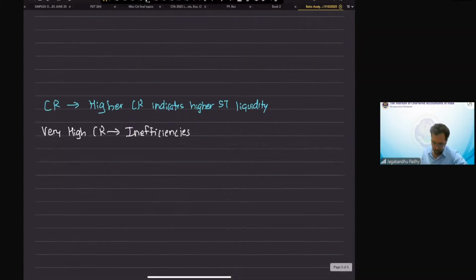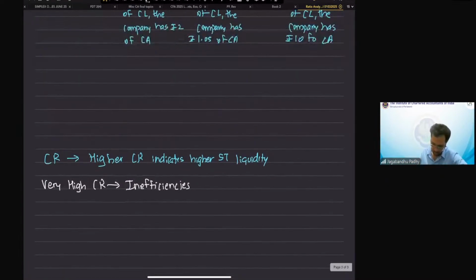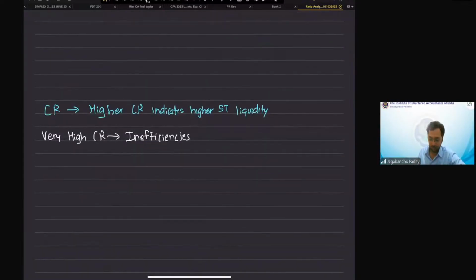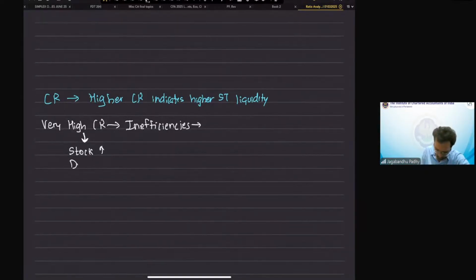So very high current ratio is going to indicate inefficiencies. Now, inefficiencies in what sense? If you have very high current ratio, what does that indicate? Maybe your level of stock is high. Maybe the value of your debtors is high, right? So very high current ratio would mean the level of stock is very high, or the level of debtors is very high, or maybe you're having a very high level of cash.